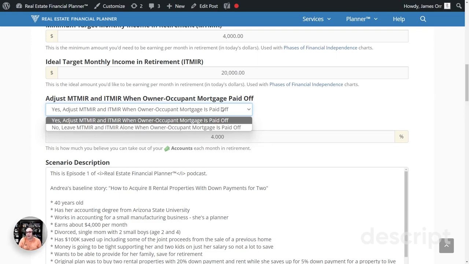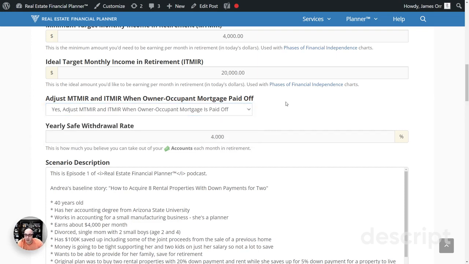In this particular case, we've decided to adjust it down when she finally does pay off that mortgage. That way, if she pays off her mortgage before she hits financial independence, her target to reach financial independence is lower. If she reaches it after, it just means her lifestyle is a little bit higher because she no longer has that mortgage payment. A yearly safe withdrawal rate.